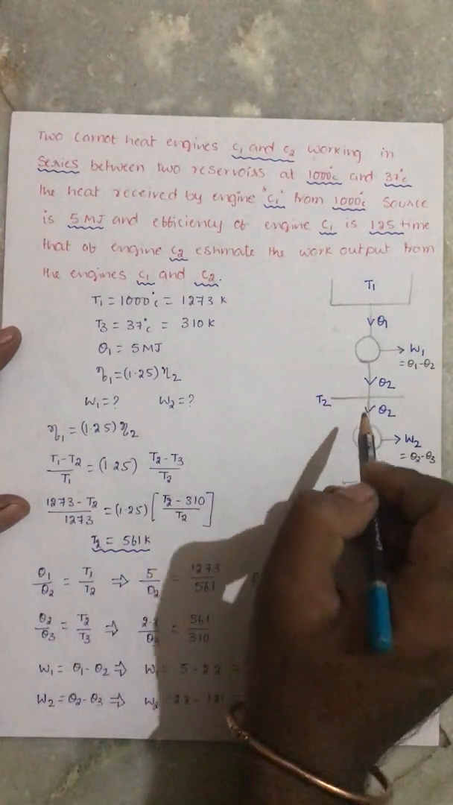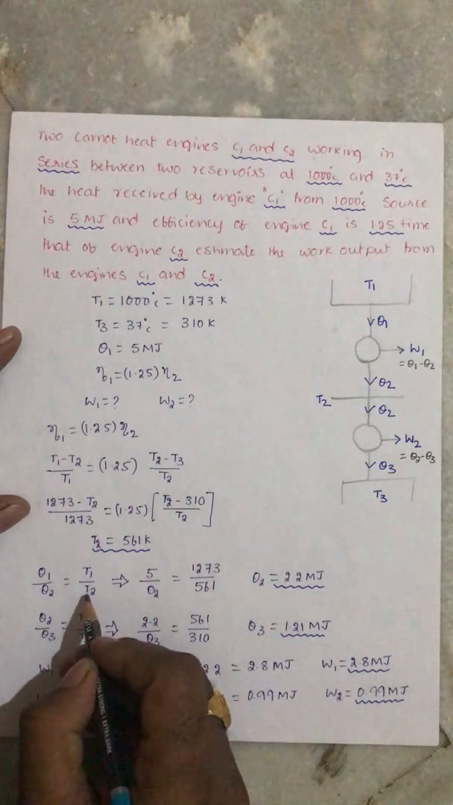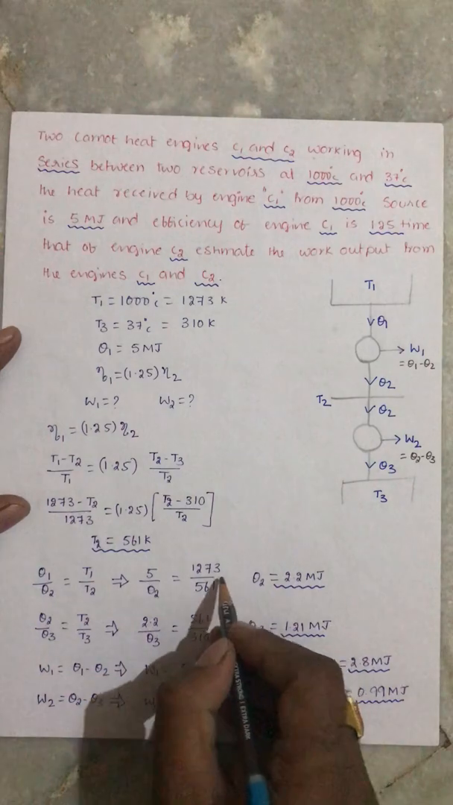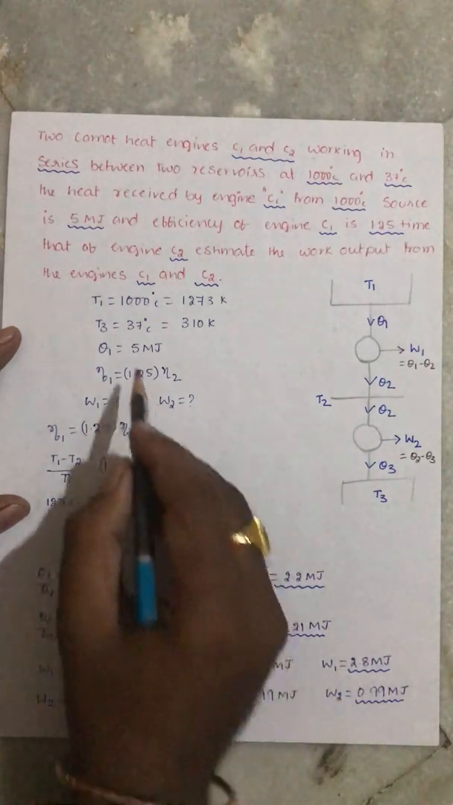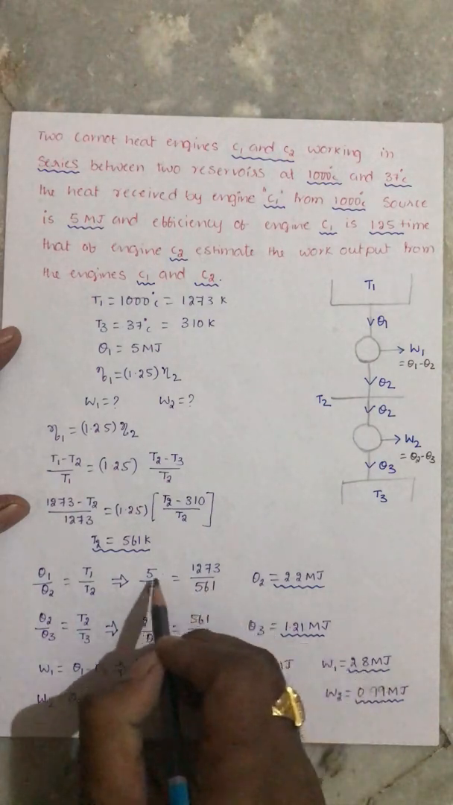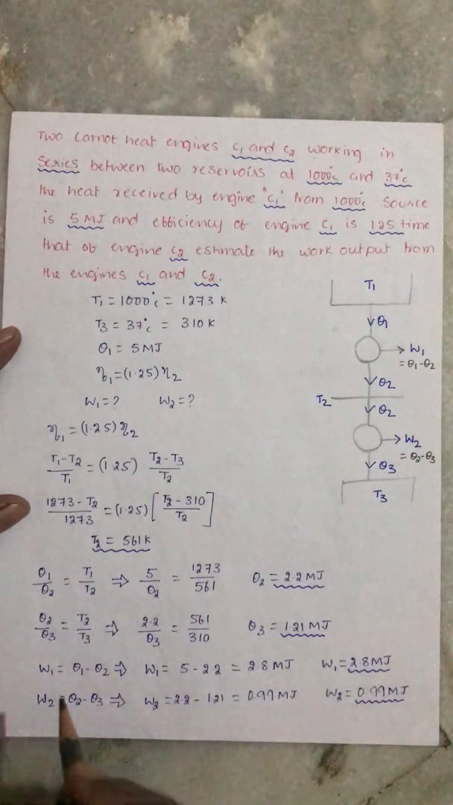Both engines are reversible, that is, Carnot engines. So Q1 by Q2 equals T1 by T2. From this, T1 and T2 you know, Q1 you know, and you don't know Q2, which you will get. Q1 is 5 megajoules, T1 and T2 are known, so you will get Q2 also in megajoules, 2.2 megajoules.